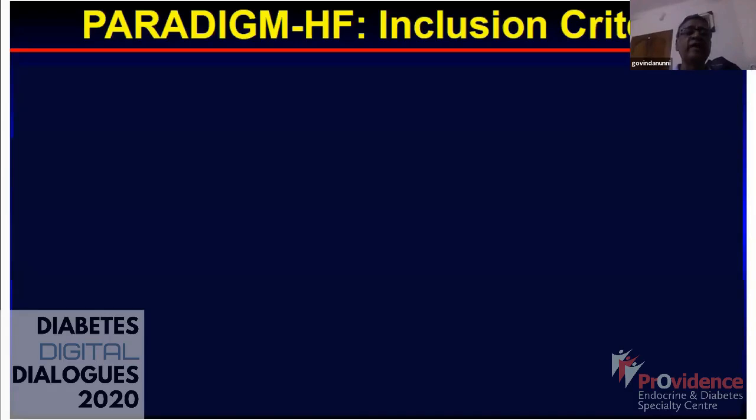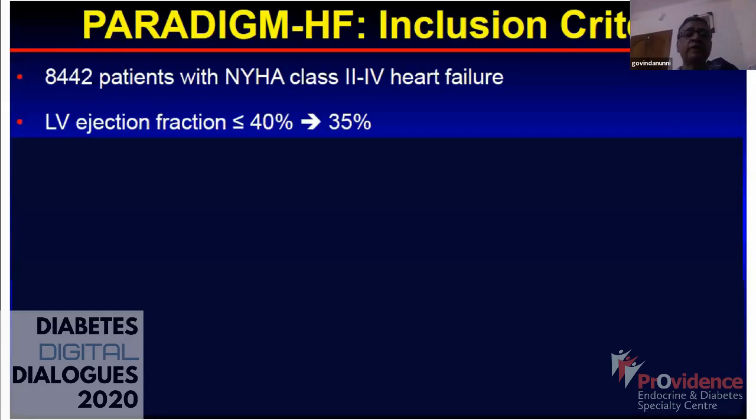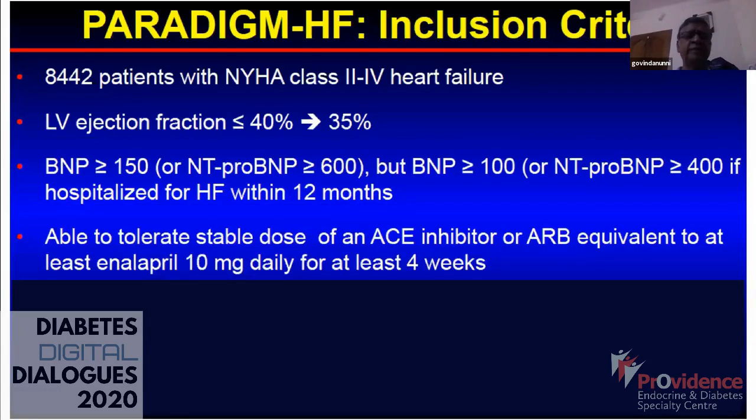that was known as LCZ696, and the trial was PARADIGM-HF, comparing ARNI, that is a combination of sacubitril and valsartan, with enalapril in patients with heart failure and reduced ejection fraction. Well, this is a fairly large trial, more than 8,000 patients with NYHA class 2 to 4 heart failure. Ejection fraction initially was considered 40, but then it was reduced to 35% with a raised BNP.